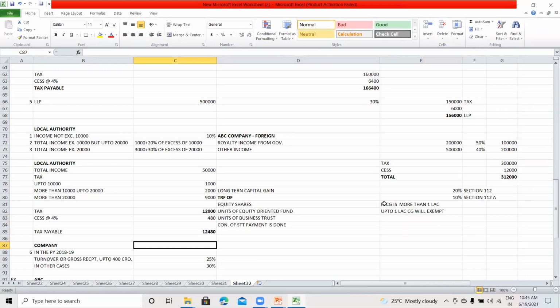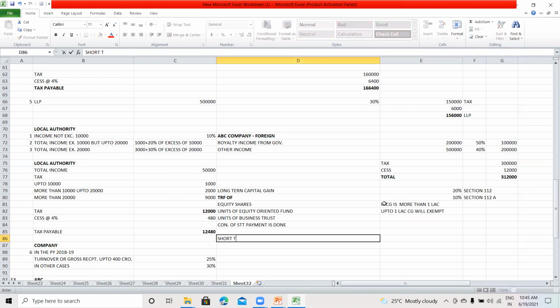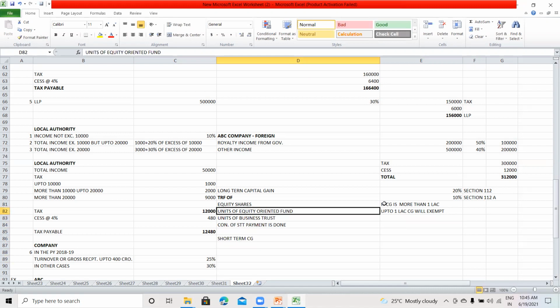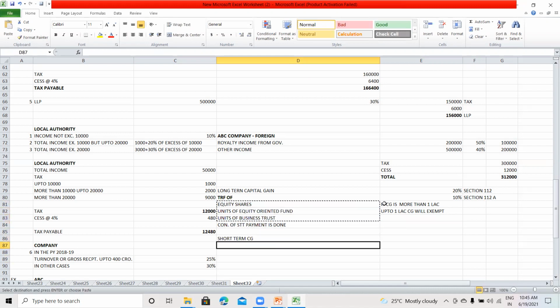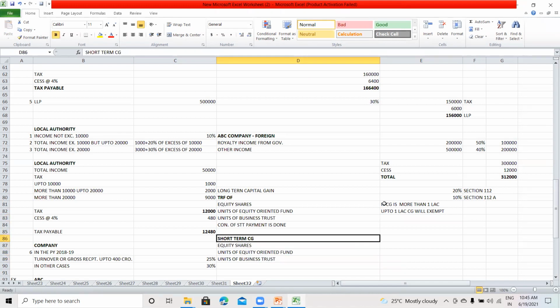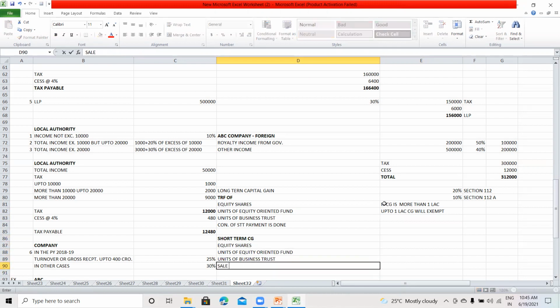Is that clear? For example, there is a short-term capital gain on the transfer of equity share of a company, unit of equity oriented fund, and a unit of a business trust. And the condition is that the sale or transfer is made on or after 1st October 2004, and STT is chargeable.